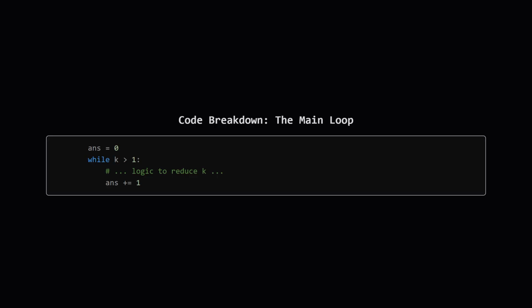First, we have a loop that continues as long as k is greater than 1. Think of this loop as peeling an onion, one layer at a time. Each time we go through the loop, we're basically undoing one of the string doubling operations. The ans variable, which stands for answer, is our counter. It keeps track of how many transformations we've undone.